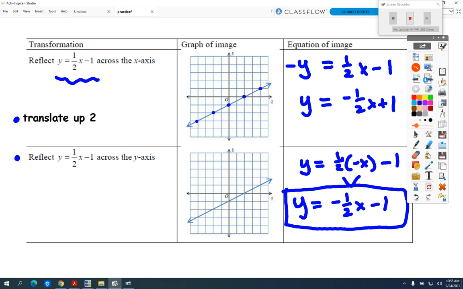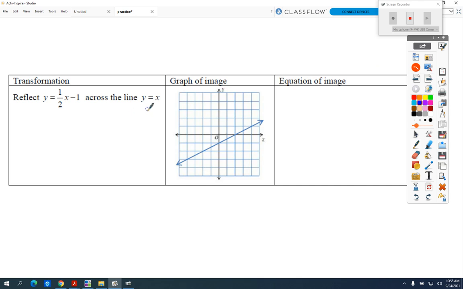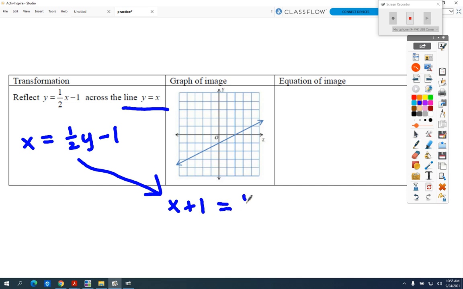Last one, go ahead and try this one. Pause it and then play it when you're ready. So when you reflect something across the line y equals x, it means that the x and the y coordinate switch. So now I have x equals 1/2 y minus 1. Remember we said before, you really want to solve this for y so you can graph your new line. So I'm going to add 1 on both sides. And then I'm going to multiply by 2 to cancel out the times 1/2. And when I multiply this by 2, you get 2x plus 2. Because remember, you really have to multiply both of them by 2.